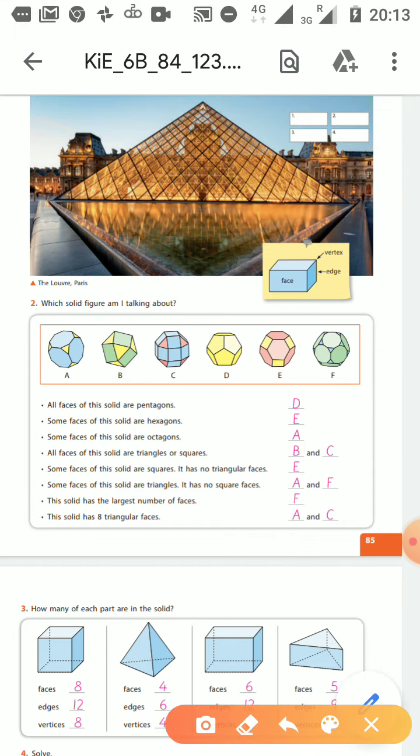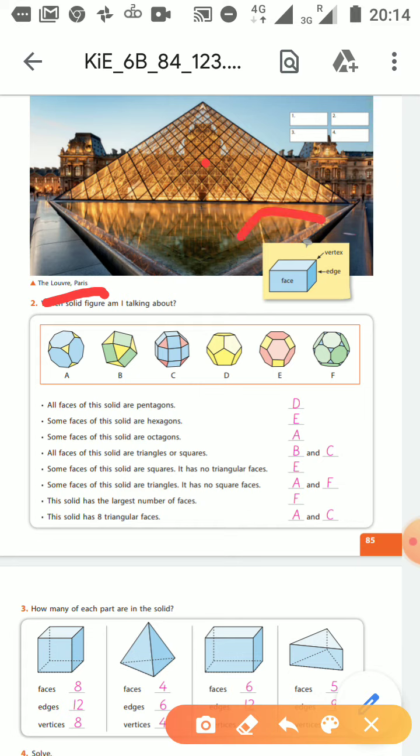So, quick art question. What famous painting is in here? The Louvre in Paris. Do you remember that? The Mona Lisa. Okay, so that's found there, and it's a famous glass pyramid in Paris.